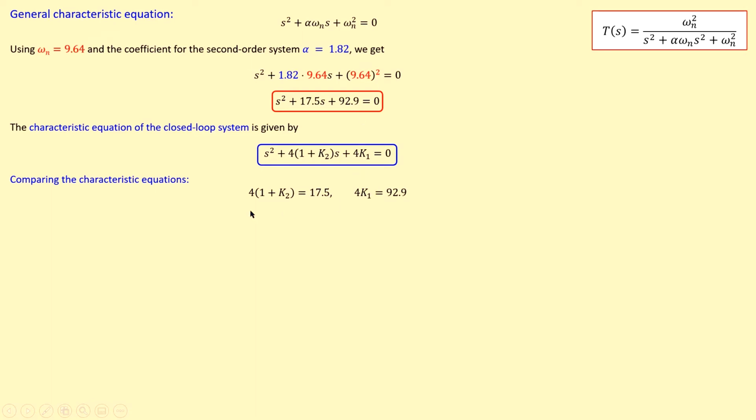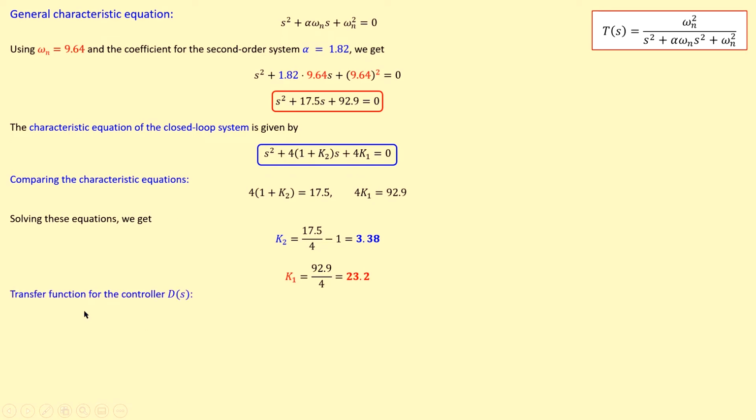Now, if I work out these two equations, solving for k1 and k2, k2 must be equal to 3.38. This is just doing math here, which is quite straightforward. You just divide by 4 and then subtract 1. And k1 is just 92.9 divided by 4. So now I have collected k1 and k2. These are the required values for our controller.